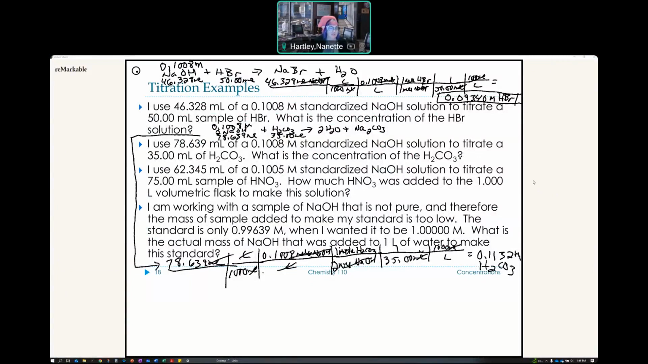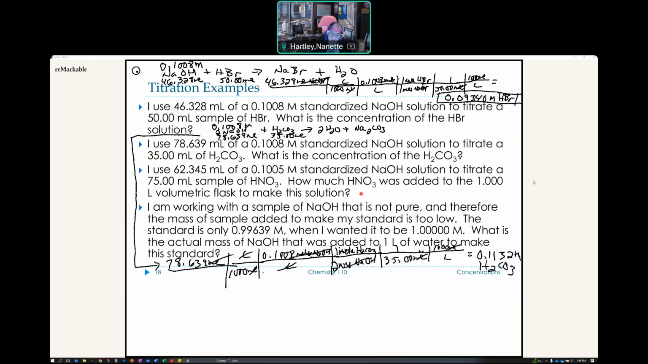So I used 62.345 milliliters of a 0.1005 molar standardized NaOH solution to titrate a 75 milliliter sample of HNO3. How much HNO3 was added to the one liter volumetric flask to make this solution? So I'm looking to see what was the concentration to make this, right? So what is the concentration of the solution? Therefore, how much did I add to make this work?